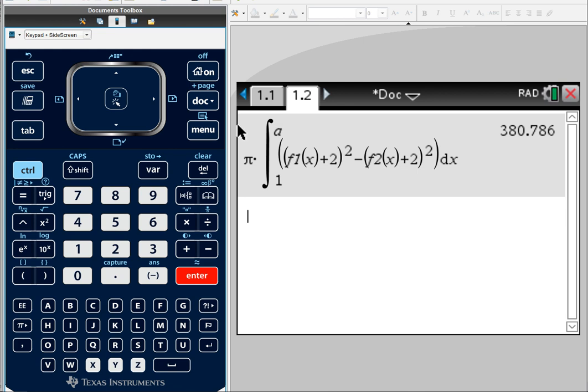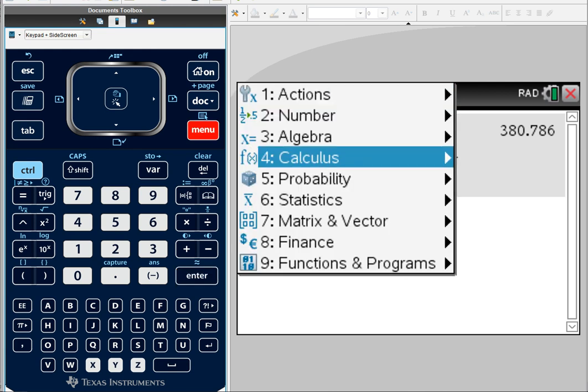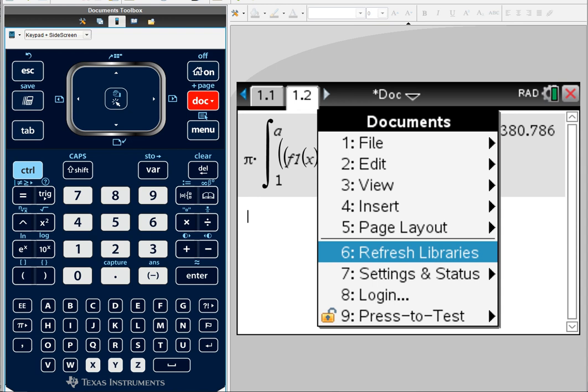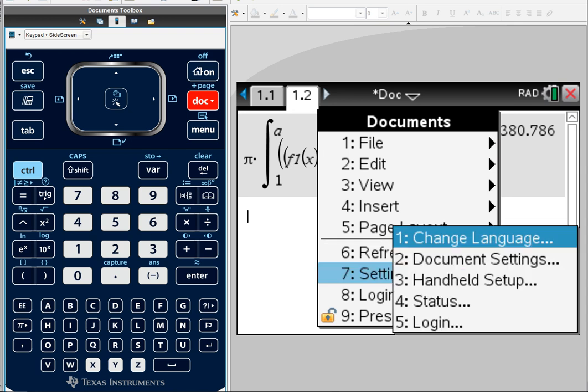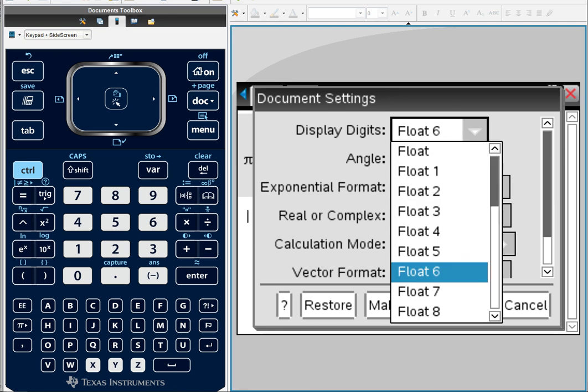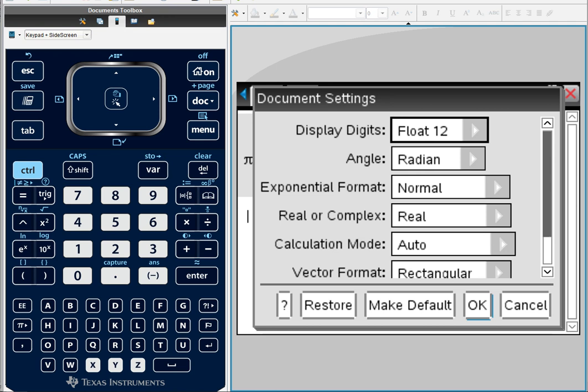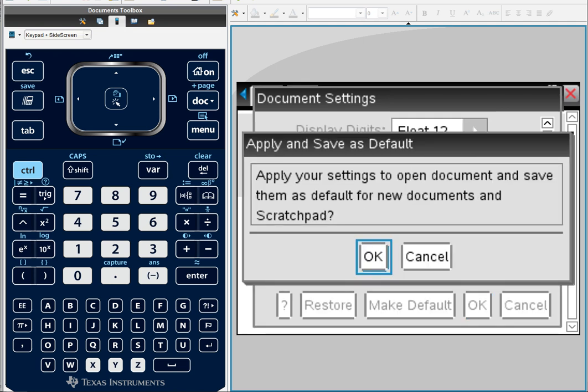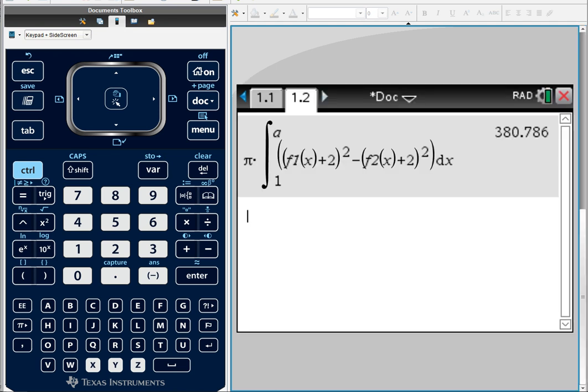Let me just change my settings so I get a little more accuracy. It's accurate enough on this one, but sometimes it may not be. So we'll go menu, settings. So if it doesn't give you enough accuracy, you guys just got to change this. I'm going to change it to float 12 so it's a little more accurate, and make default. That's a little more accurate on the next one.